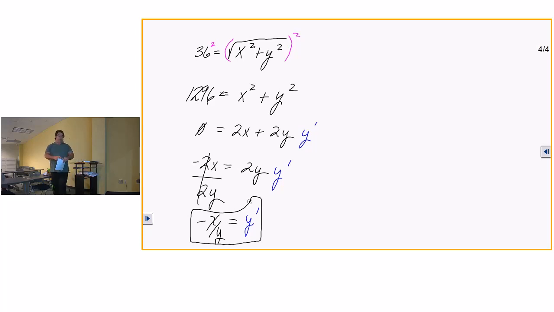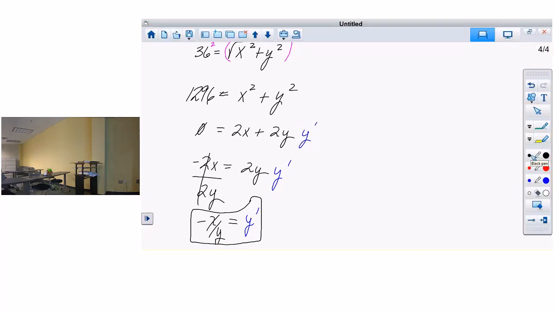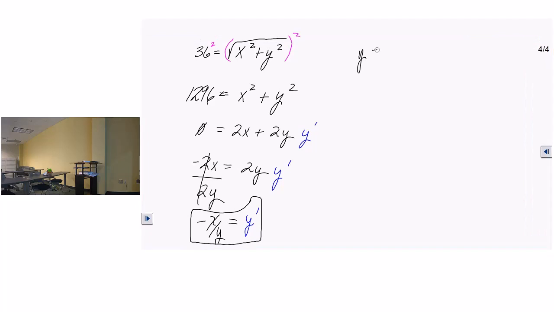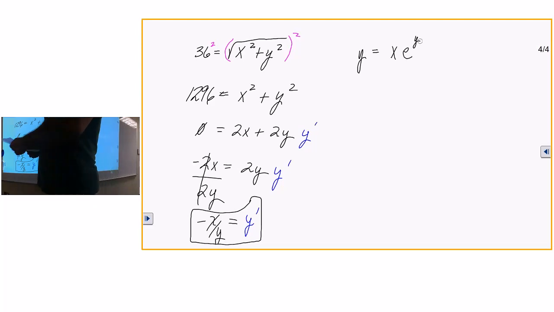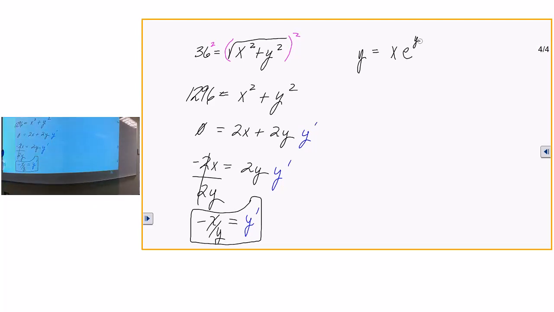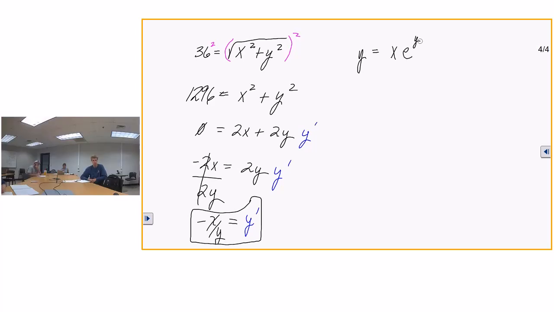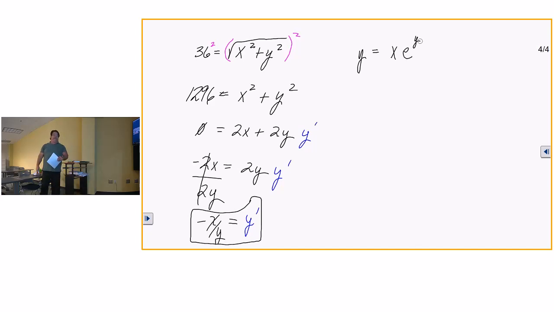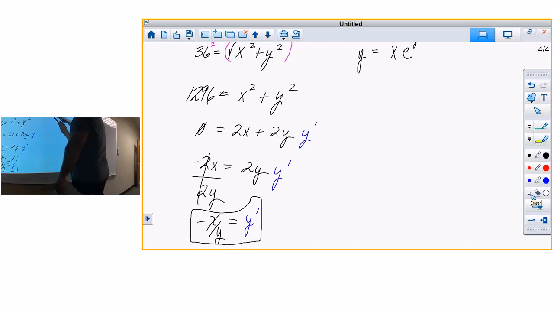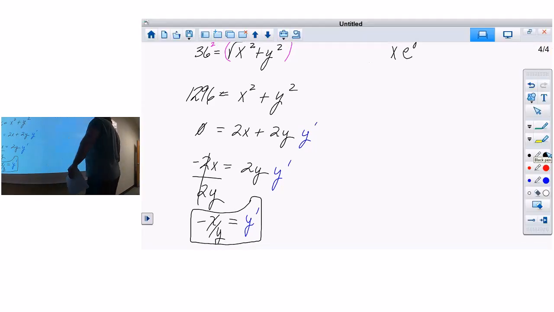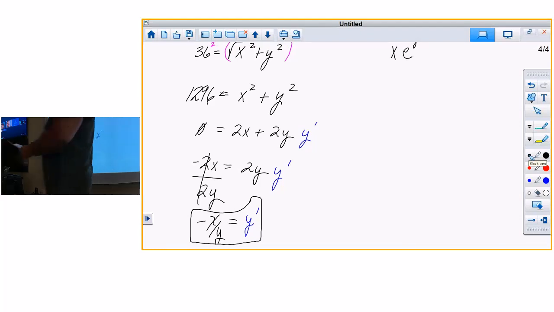This one is not much more difficult. It's got the product rule in it. y is equal to x e to the y. And you don't have to worry about the y on the left, you can disregard that. Let's just do x e to the y, and you're just going to take the implicit differentiation.